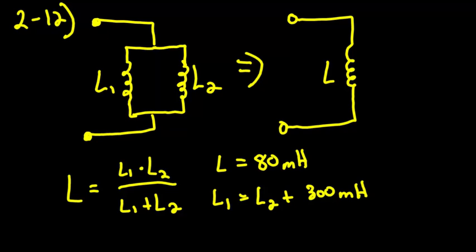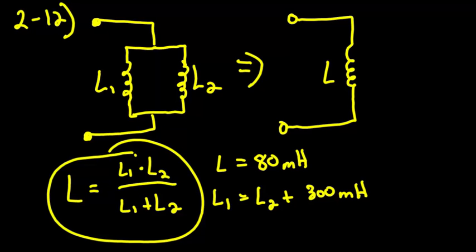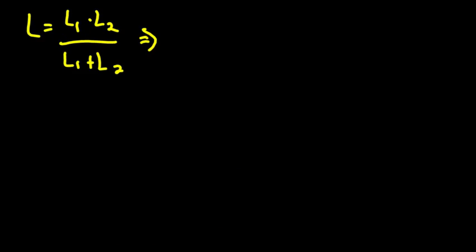So we're asked to solve this problem using two different methods, the quadratic equation and completing the squares. In order to do this, we first want to simplify the equation so that we could solve this equation right here. So we have L equal to L1 times L2 over L1 plus L2. Now, by plugging in the variables that we were given on the previous page, the 80 millihenries and L1 equals L2 plus 300, we can plug these into the equation to get the following.